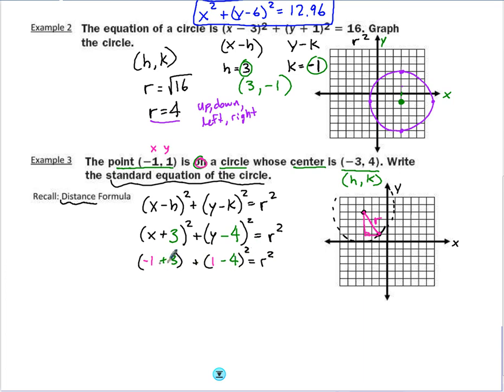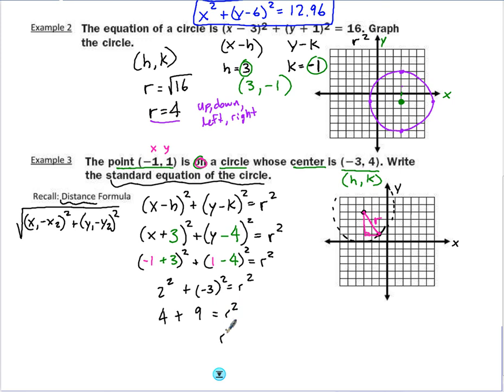If you like the distance formula, you can use that as well. The distance formula is the square root of (x1 minus x2) squared plus (y1 minus y2) squared, and that's equal to the distance. So no matter which way you try to do it, using your distance formula or finding your right triangle, you're going to end up with 2 squared plus negative 3 squared, 4 plus 9, and r squared is equal to 13.